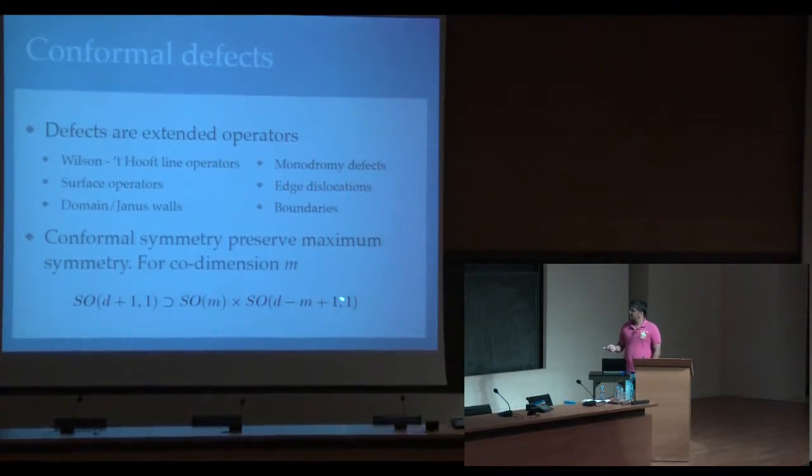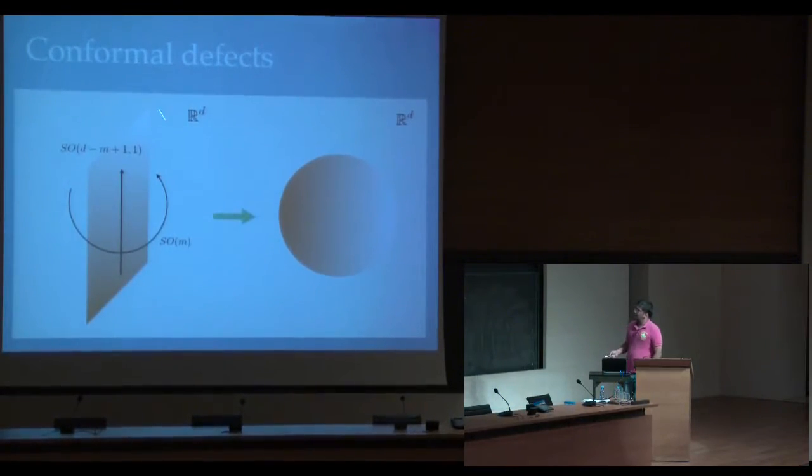As the symmetry suggests, the defect could be a plane, or in fact, it could even be a sphere. In order to go from the plane to a sphere, you simply need to act on it by special conformal transformations that point in the transverse direction. They curve the defect into a sphere, so the statement is that these conformal defects that I'm talking about generically are of spherical shape.